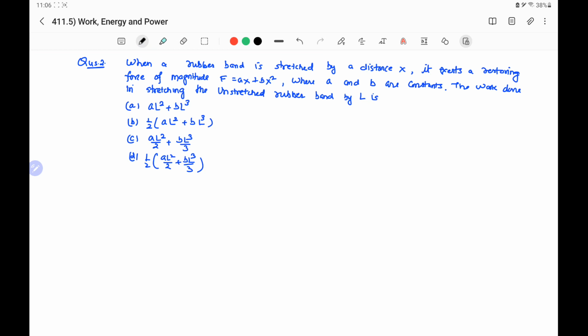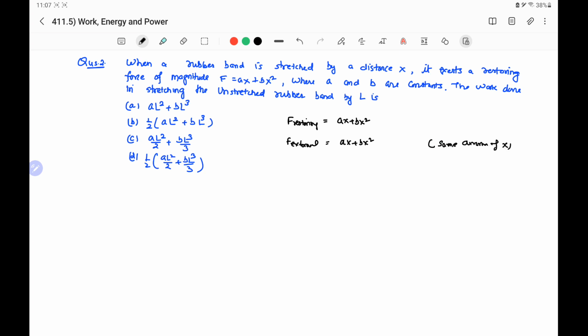Second question is, when a rubber band is stretched by a distance x, it exerts a restoring force of magnitude F equal to ax plus bx square, where a and b are constants. The work done in stretching the unstretched rubber band by L is. So it is given that the restoring force is equal to ax plus bx square, and it is in the opposite direction to the displacement x. Therefore, for further extension of the rubber band, we require an external force. This external force will have the same magnitude, that is ax plus bx square, but its direction is opposite to the restoring force, that is it is in the same direction as x.